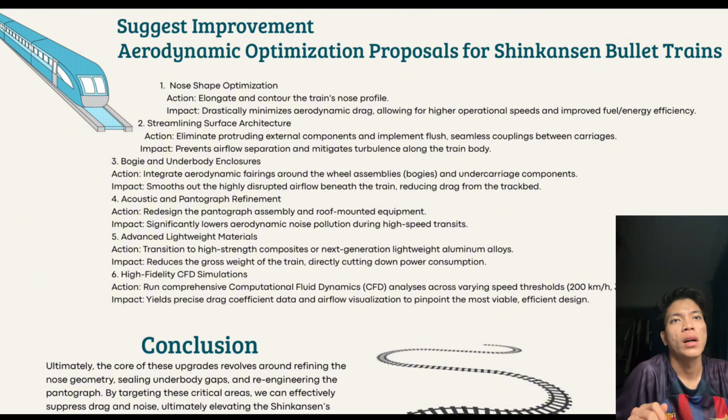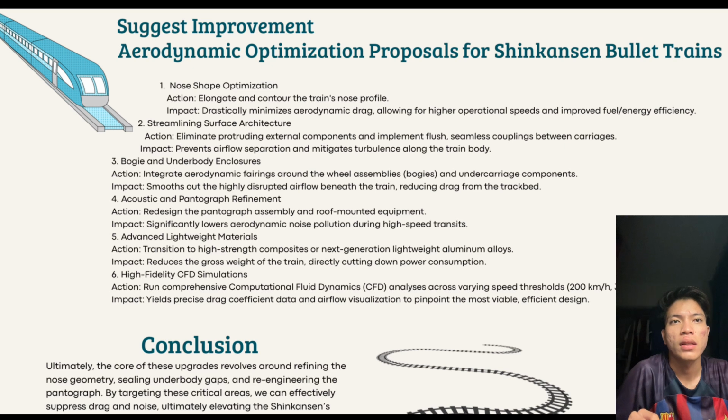Point number 3, underbody and bogie. Third, we add aerodynamic covers to the wheels and the bottom part of the train. This helps reduce the disturbed airflow underneath the train, which can significantly lower drag.